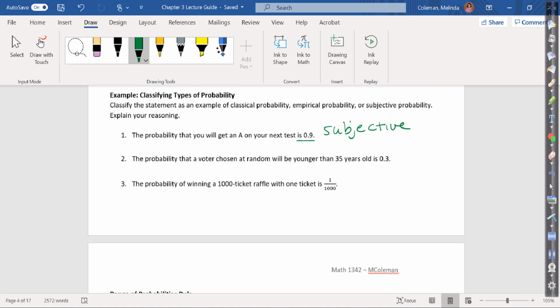Number 2: the probability that a voter chosen at random will be younger than 35 years old is 0.3. Younger than 35. This is going to be empirical.